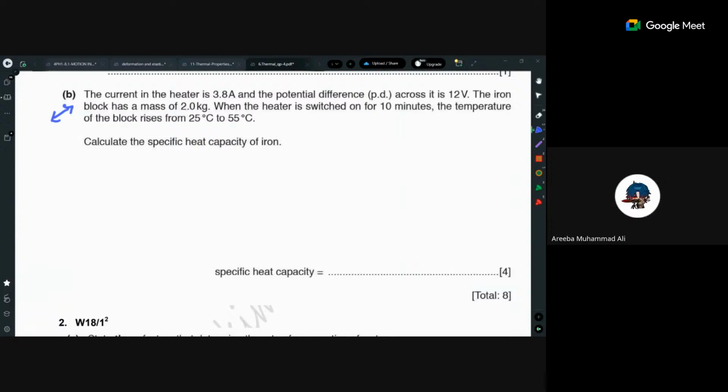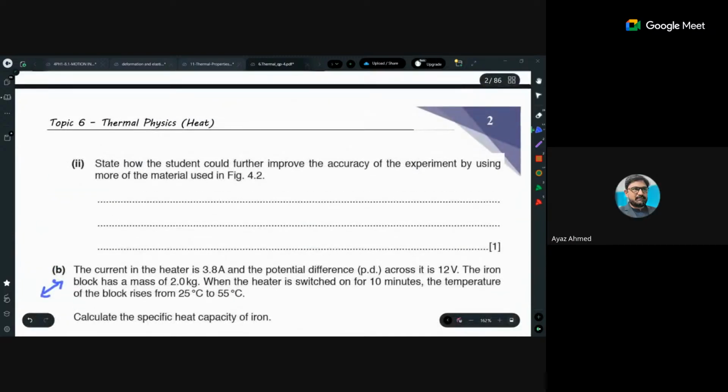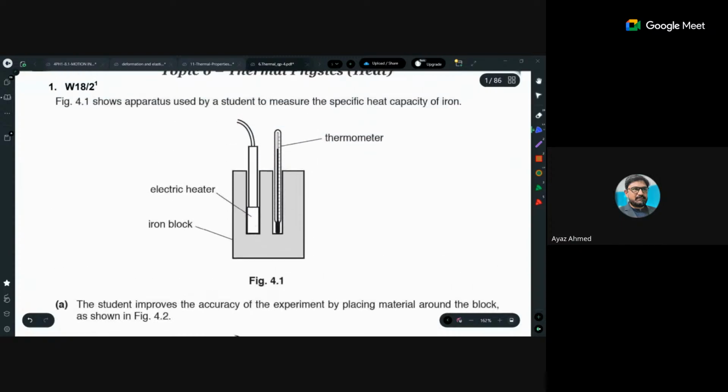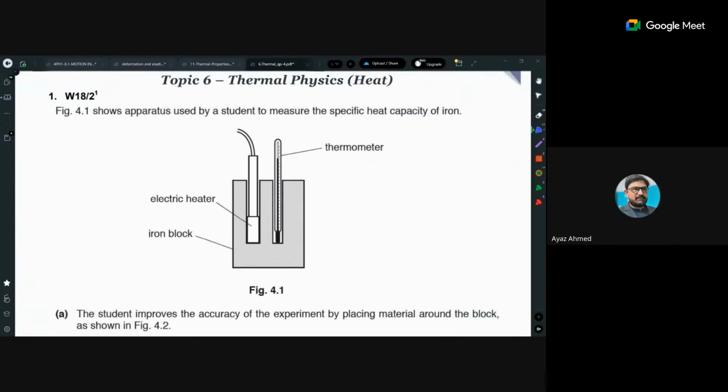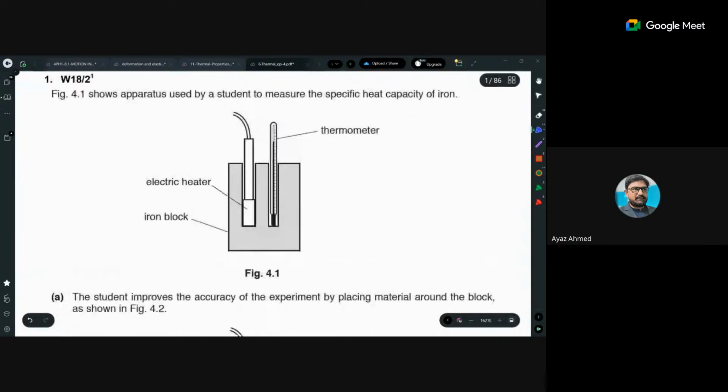Thank you, sir. I have picked out a difficult question. Look, this is worth 4 marks, I was terrified looking at it. I have eliminated a lot of the middle part just to make it clear that it's not a big deal. It is just a setup that shows the apparatus used by the student to measure the specific heat capacity of the iron.